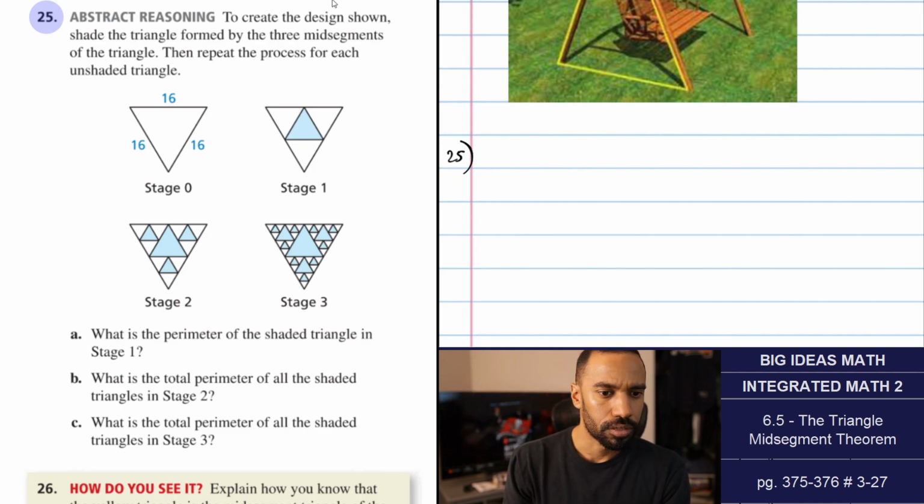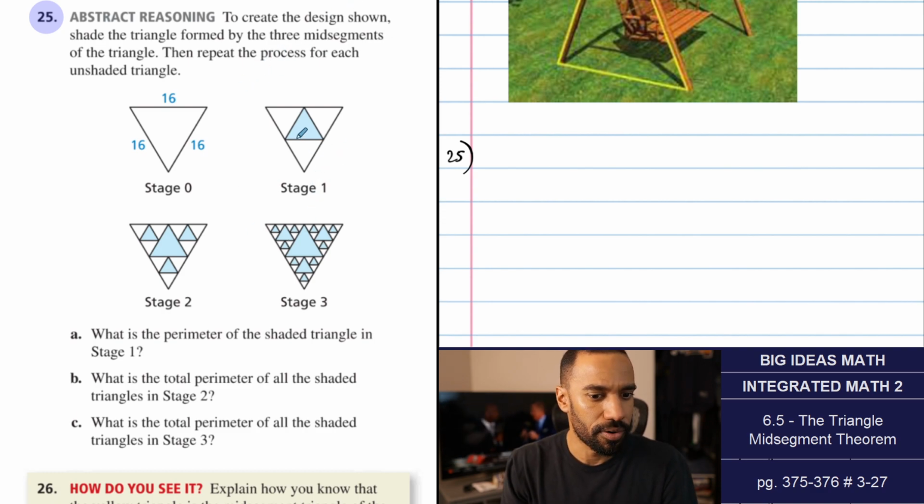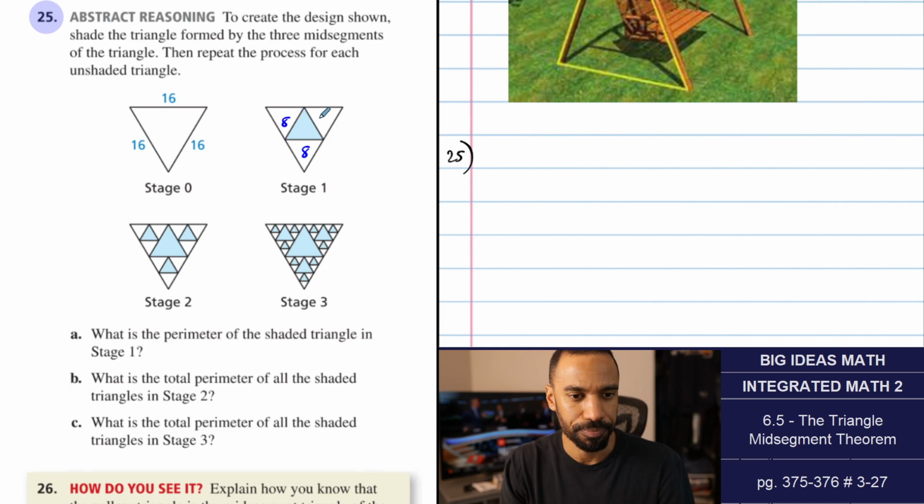Let me do this again. Well, here, let's just mark on here. So what do they want? What's the perimeter of the shaded triangle in stage 1? Well, in stage 0, these are all 16. So what we first made were mid-segments, which make all these 8s.